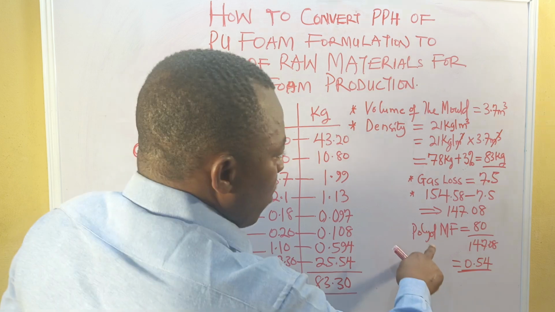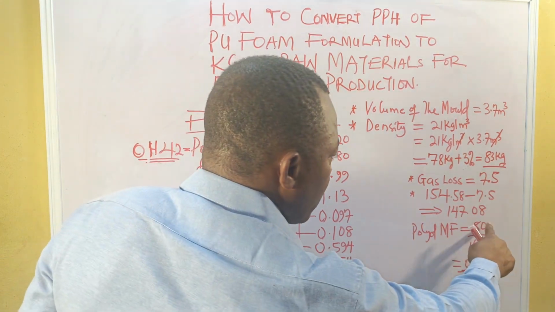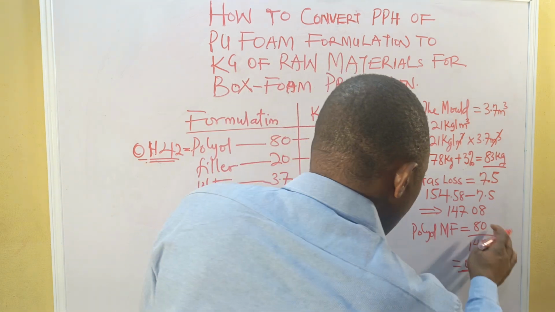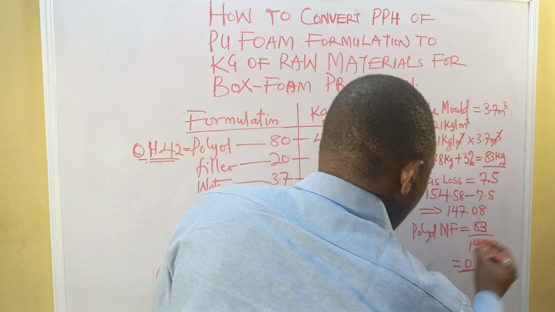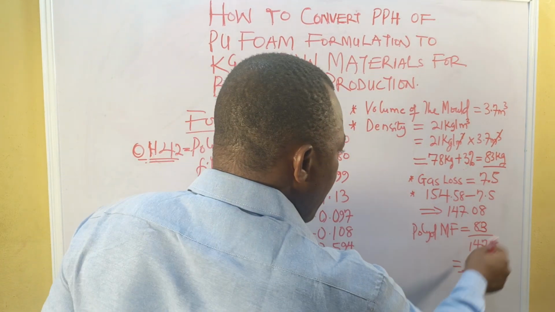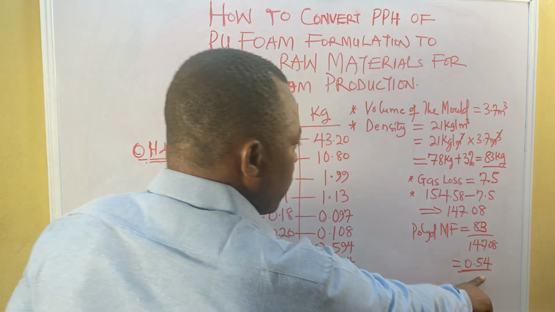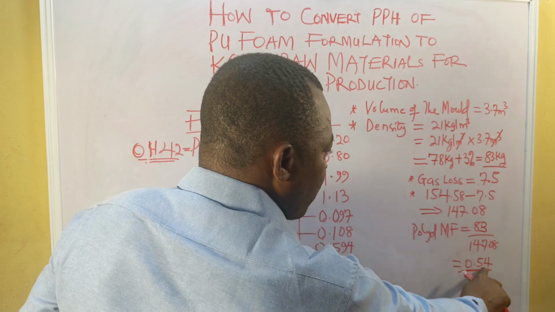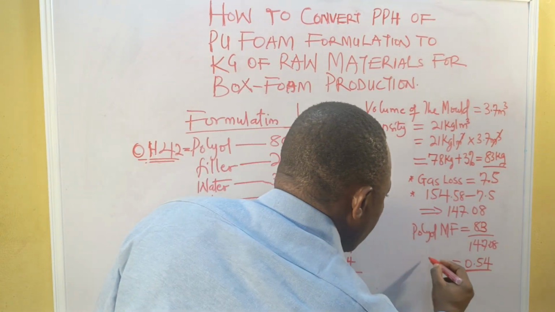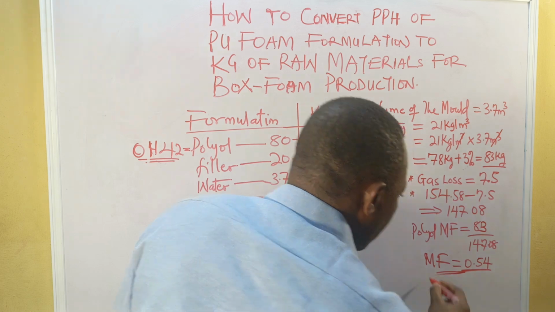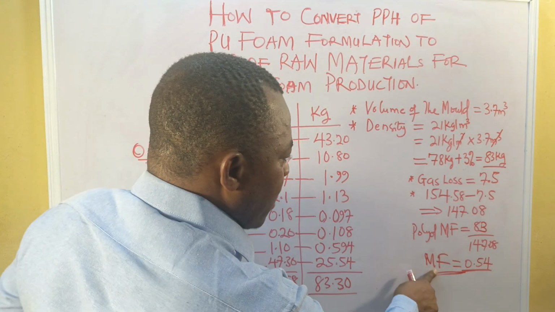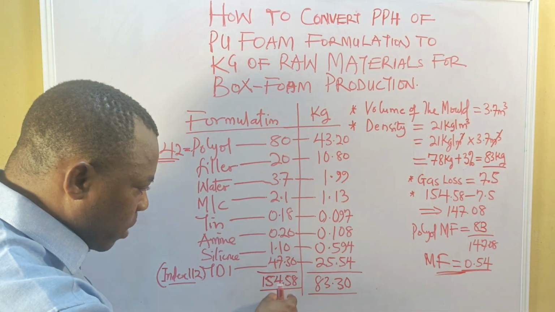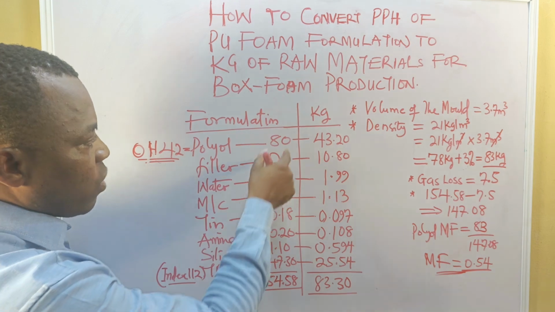Now, multiplying factor means, sorry, 83. When you divide 83 by this, it will give you 0.54. This 0.54 is our multiplying factor. Okay, this is our multiplying factor. This multiplying factor, you are going to use this number to multiply all this. Okay, you use it to multiply all this.